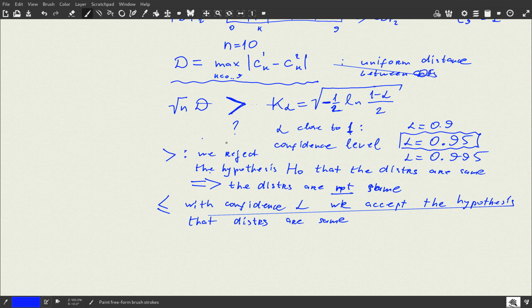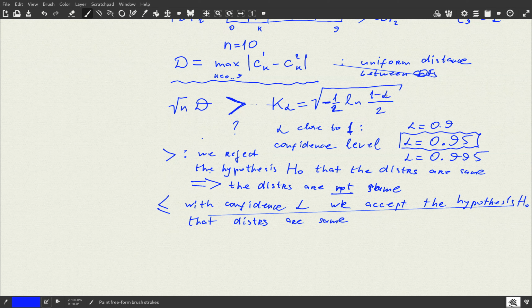By the way, let's have a look at this and see whether it makes sense. When alpha increases, which means that if the null hypothesis H0 is accepted, then we accept it with more and more confidence. In order to accept it with more confidence, we should probably have lesser values of D, from which I conclude that larger values of alpha should correspond to smaller values of K.